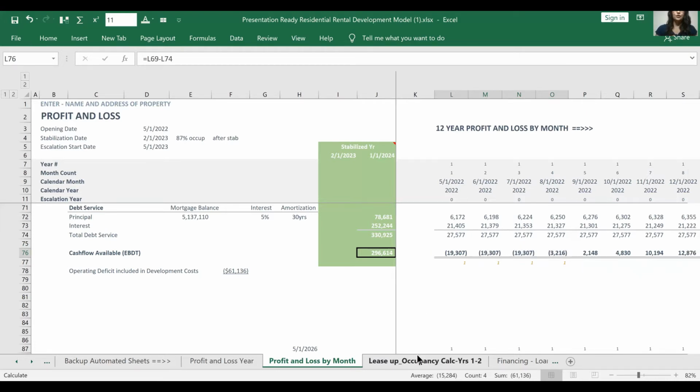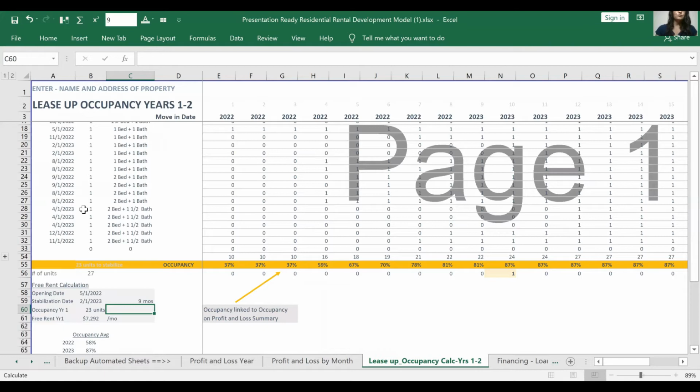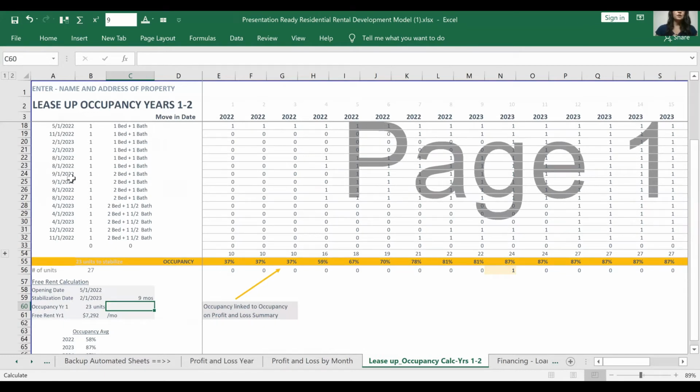The next tab shows you how I calculate the occupancy. So I'm showing based on the move-in dates what my occupancy is, and to the point where I reach, in this case, 87%, which I've said is going to be my stabilized month. So you can see here how this asset is stabilizing right here.